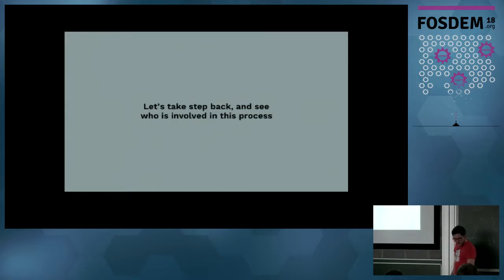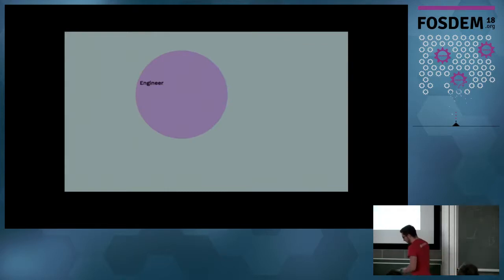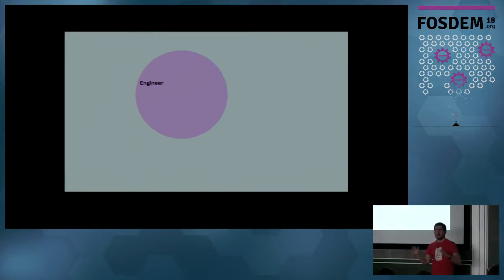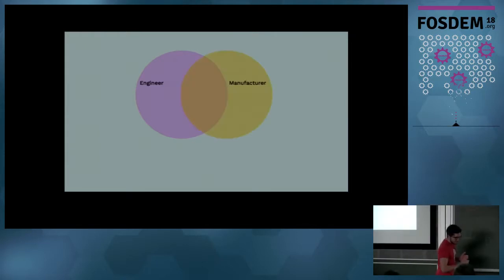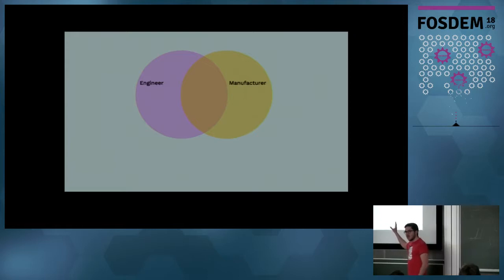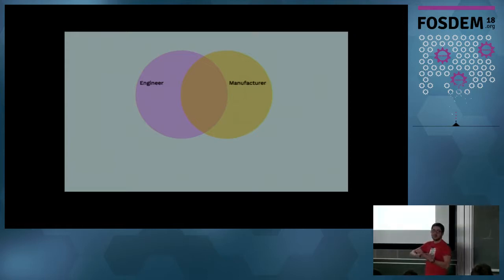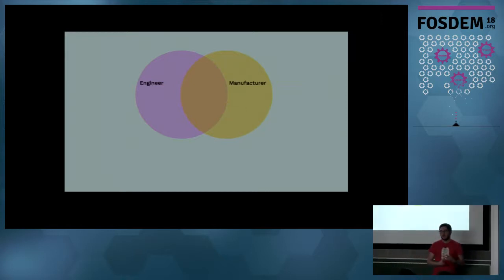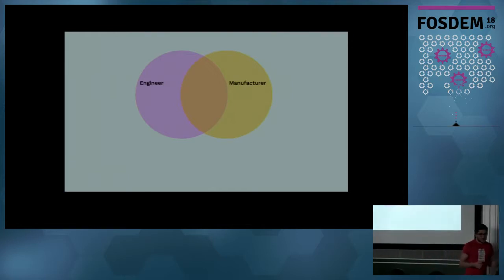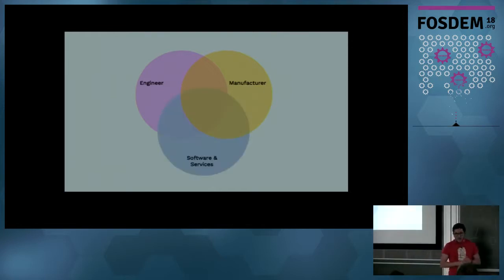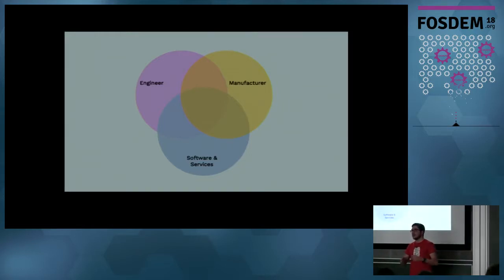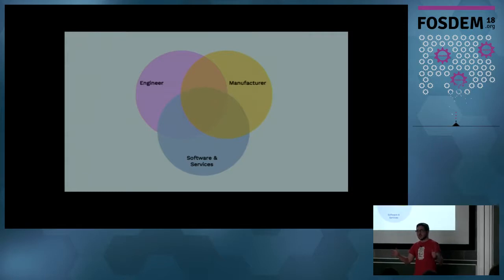Something more theoretical. We have us as the engineer drawing our electronic components. Then there is the manufacturer. Manufacturer in this case can be a PCB manufacturer, an assembly factory, or even part distribution. This is something which is necessary in every electronic design. And there are software and services.